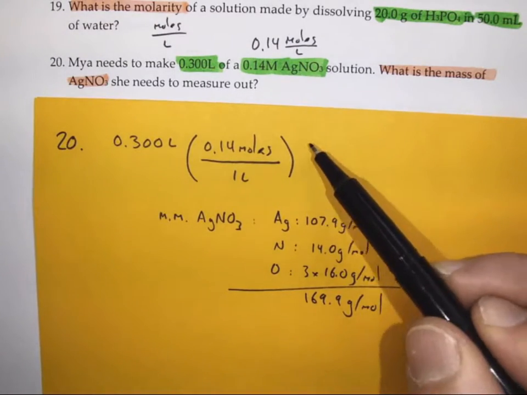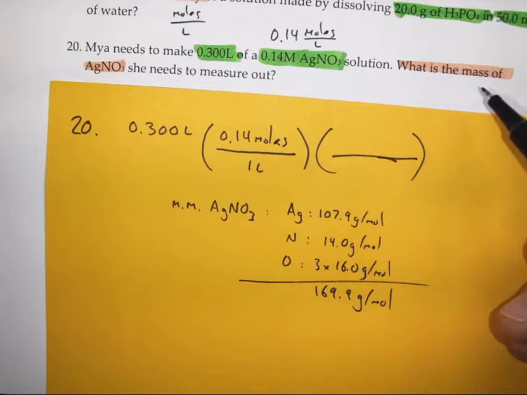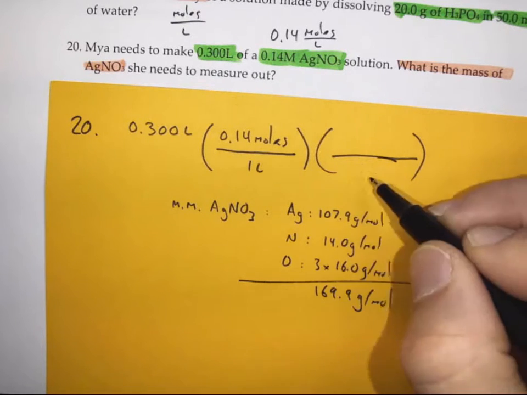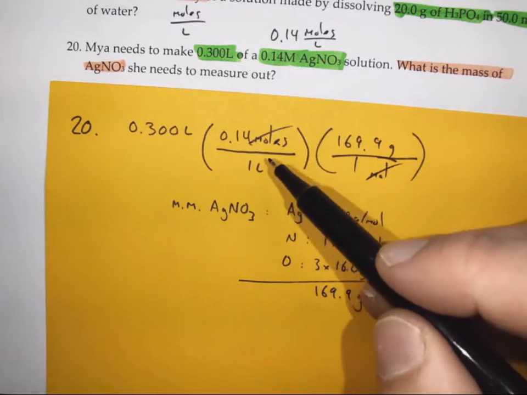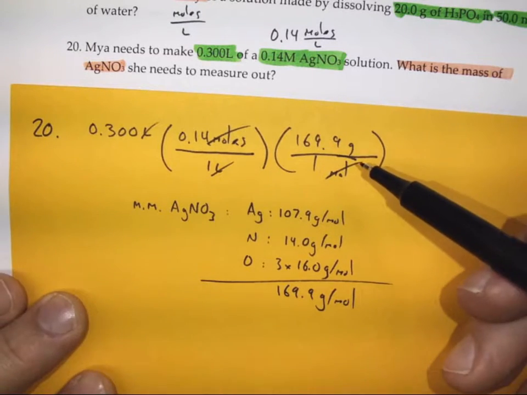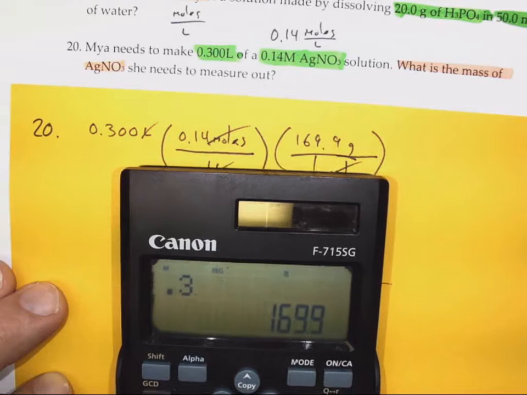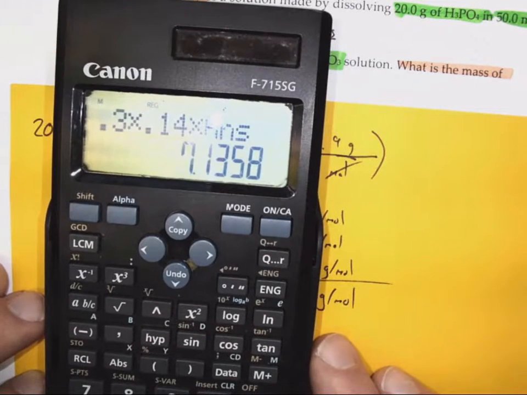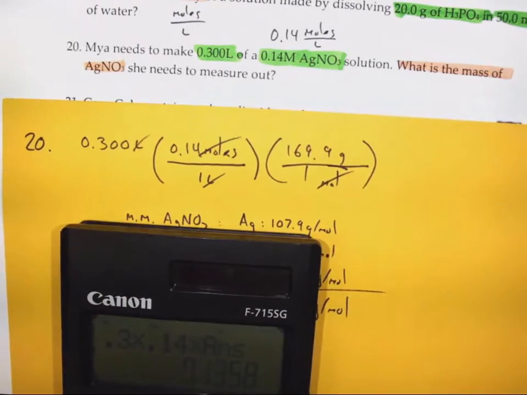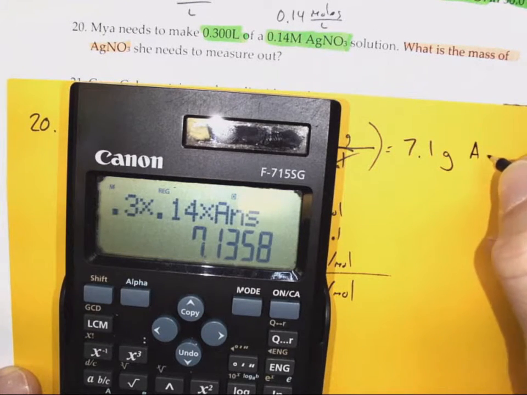Great. Okay, so that says then that I can convert this number of moles into a number of grams that Maya needs to measure out. I can put my moles on the bottom, 1 mole, and my grams on the top, 169.9 grams, so that my moles and my liters cancel out. I'm left with some number of grams of silver nitrate. 0.3 times 0.14 times 169.9, which is in my calculator, so I'm just going to press the answer button because it's saved. And what do I get? 7.1358 grams. We only have 2 sig figs here, so we're going to call that 7.1 grams of silver nitrate.